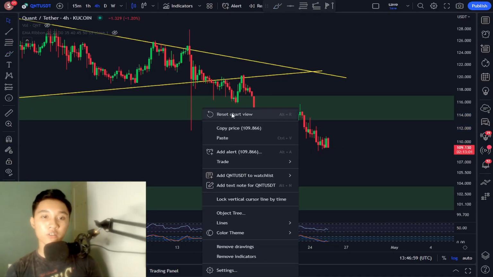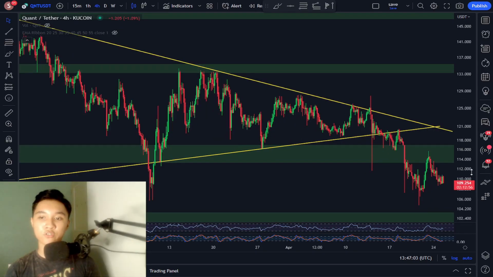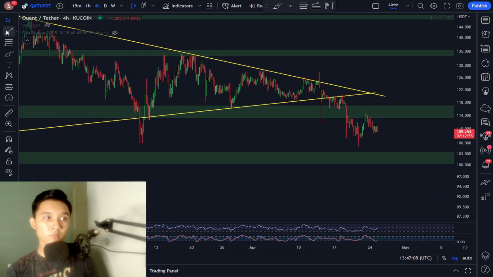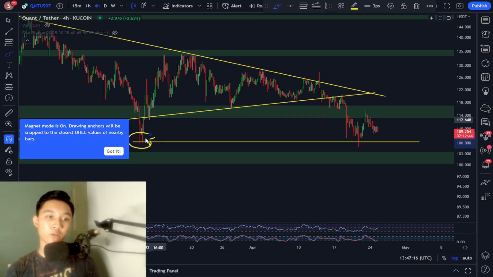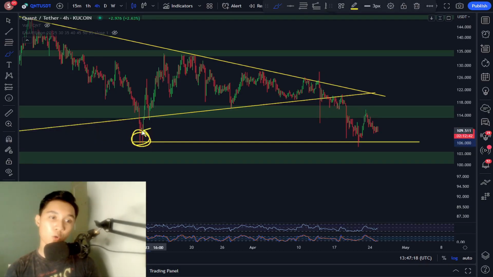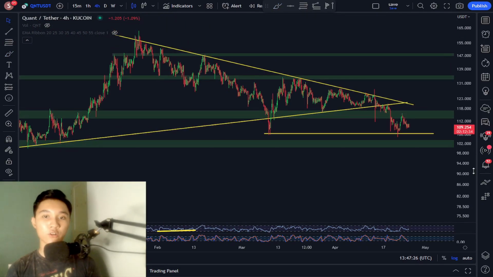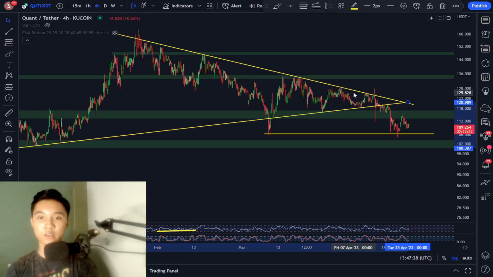If you have been following the channel, we have talked about this critical level right here, which is the $106 level, because that's where the swing low was made previously. Around March 9, we made a swing low right here, and I said that's a crucial level to hold, because a break below the swing low of 106 US dollars could signify the continuation of this overall downtrend. Let's delete this triangle for a second.